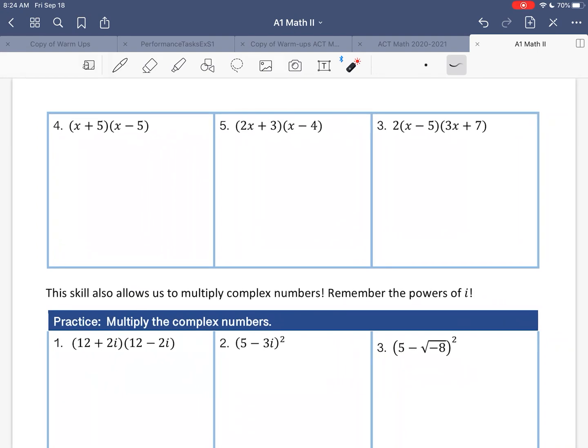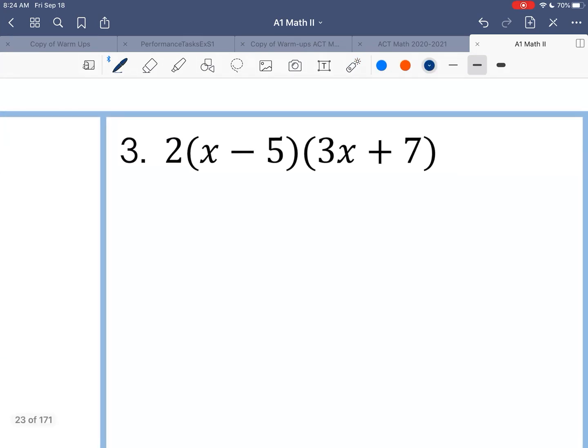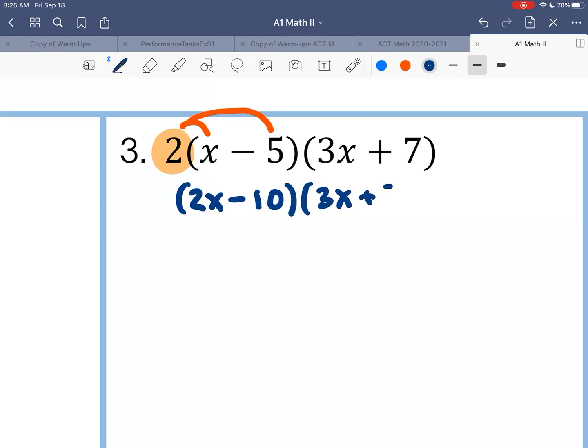There's a bunch more examples. I'm going to leave that to you to do, except for I want to do the next one because it has an extra thing, and I want to make sure we know how to do that. So on this one we have a 2 in front of the parentheses, and then an (x − 5), and then a (3x + 7). I'm just going to distribute this 2 first and ignore everything else. That gives me (2x − 10) times (3x + 7). And here we've just solved our problem.